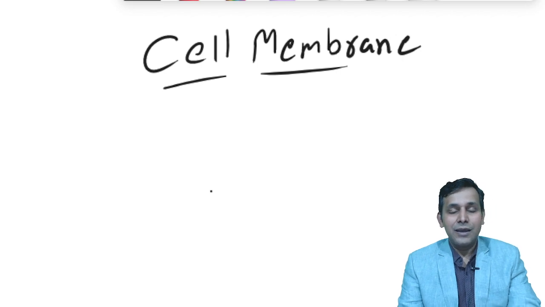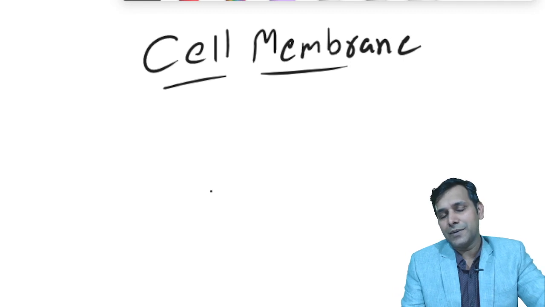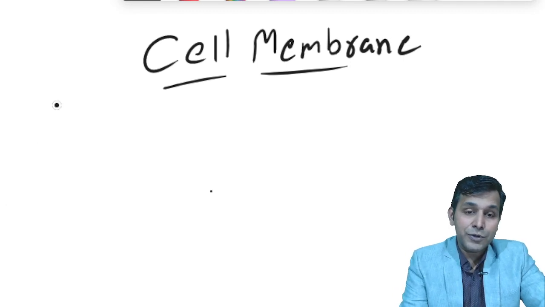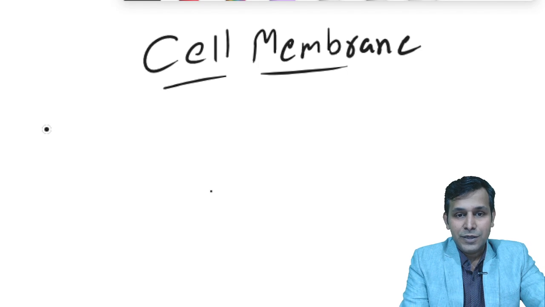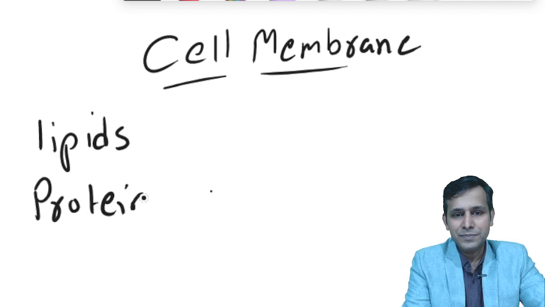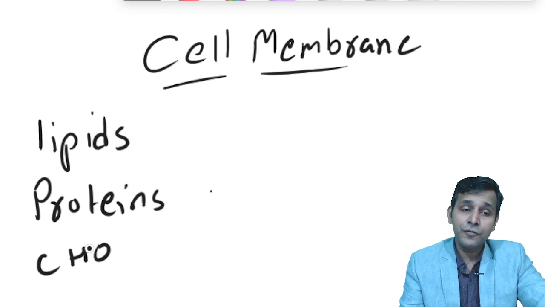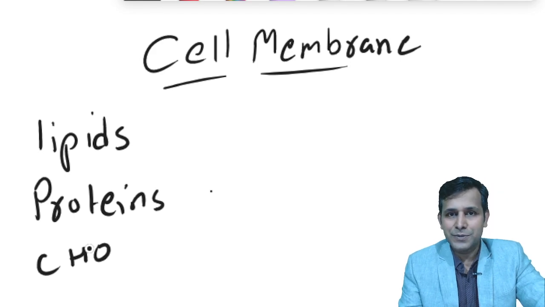To begin with, let us see what the components of the cell membrane are. The cell membrane is composed of three basic molecules: the lipids, the proteins, and the carbohydrates. There are three basic molecules of which the cell membrane is composed.